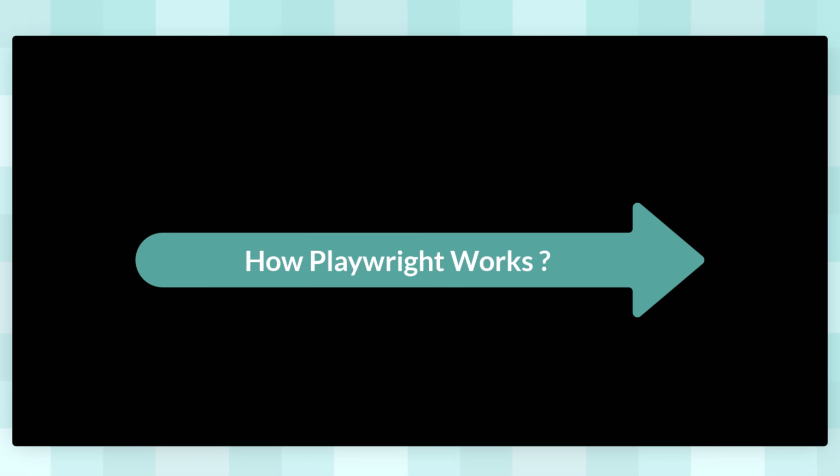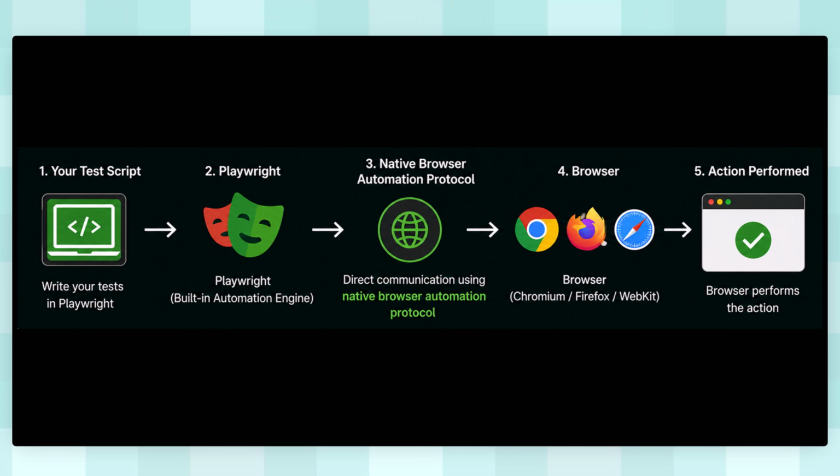Playwright follows a completely different approach. Instead of relying on browser-specific drivers like ChromeDriver and GeckoDriver, Playwright communicates directly with the browser using its native browser automation protocol. So in the communication flow, you write your Playwright test script. That script communicates with the Playwright automation engine. The Playwright automation engine then communicates directly with the browser using its native browser automation protocol.